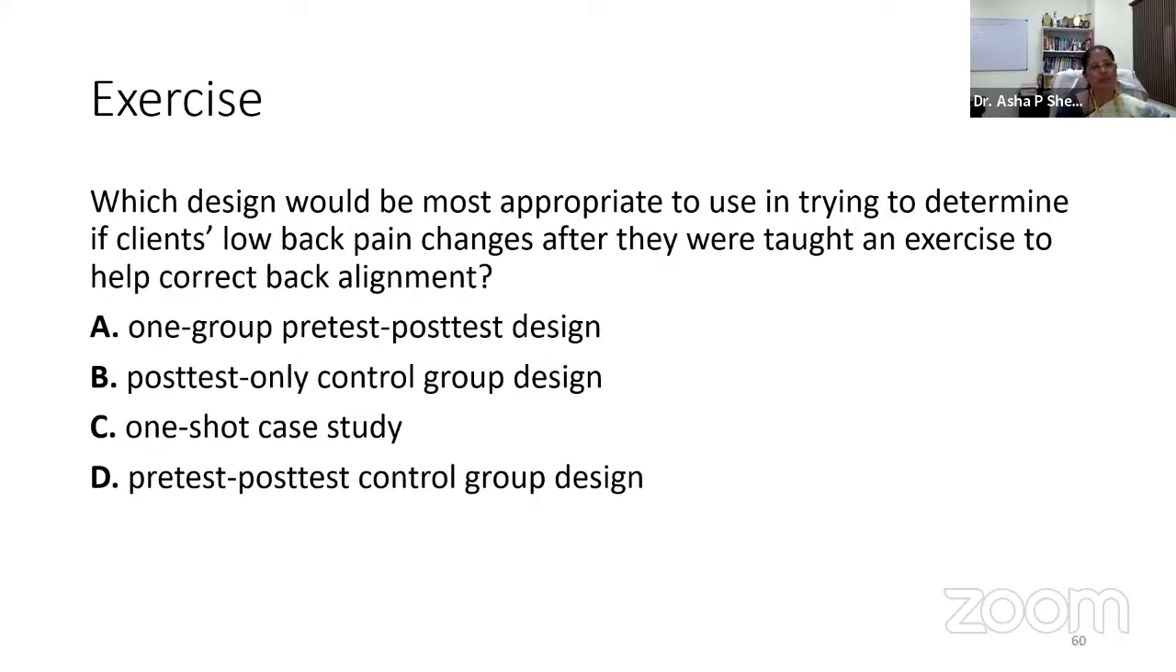So please read this. Which design would be most appropriate to use in trying to determine if clients' low back pain changes after they were taught an exercise to help to correct the back alignment? I've given the 4 options here: one group pre-test, post-test design; post-test only control group design; one shot case study method; pre-test, post-test control group design.